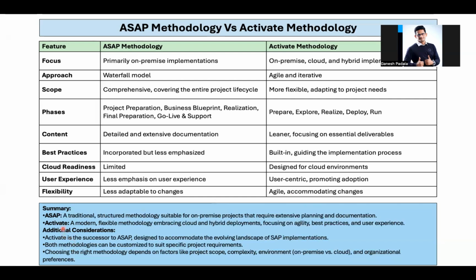So, summary-wise, SAP is a traditional, structured methodology suitable for on-premise projects that require extensive planning and documentation. Activate is a modern, flexible methodology, embracing cloud and hybrid deployments, focusing on agility, best practices, and user experience. Agility is more about sprints, how we segregate the work and do it. Best practices: SAP released best practices for the processes, and the consultant has to go through them and try to fit into the best practices as much as possible, so that customization will be reduced. And user experience of Fiori apps.